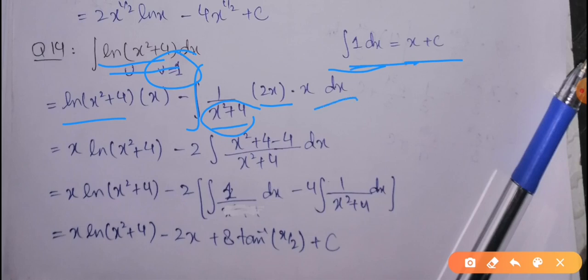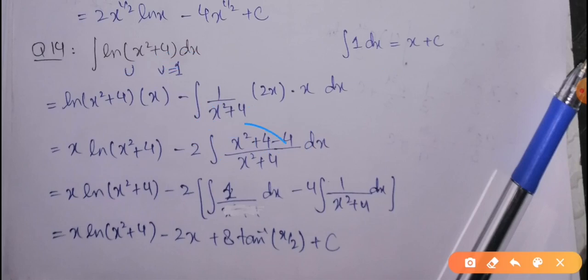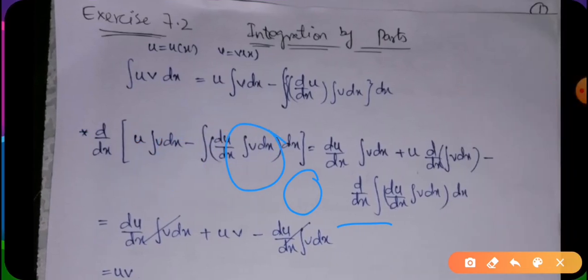So here we are going to have x ln of x square plus 4 minus 2 integral of, 2 is going to be out from the integral, x square over x square plus 4. So we are just going to add and subtract 4 so that this integral could be solved further. Now x square plus 4 over x square plus 4 will be equal to 1, minus 4 as it is integral of 1 over x square plus 4, and here is the final answer of this.